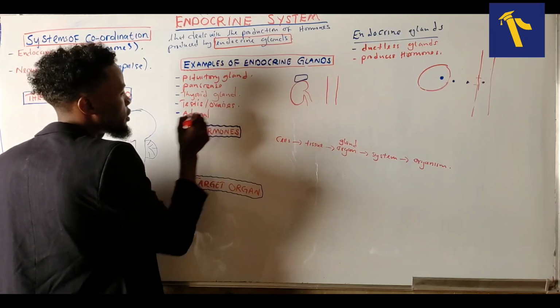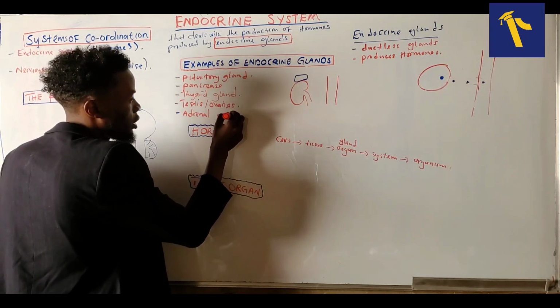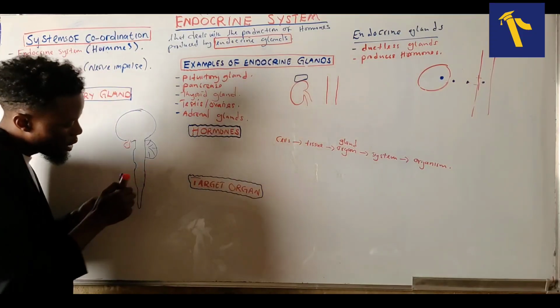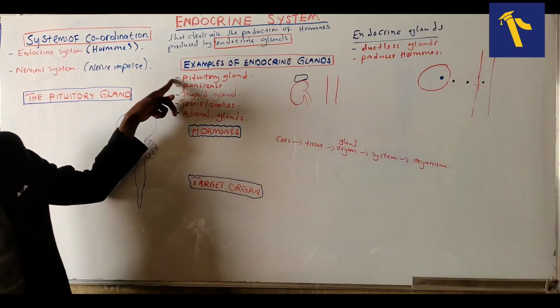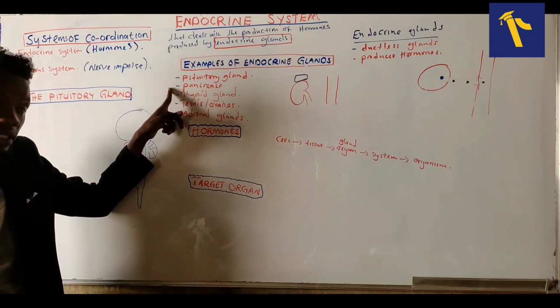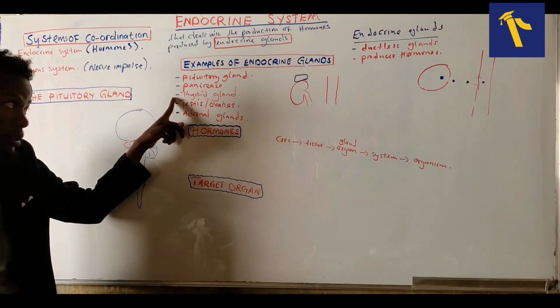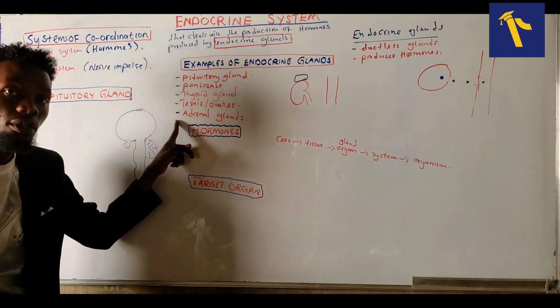It's very, very interesting to learn about the adrenal glands. So how many glands are we going to talk about? The first one is the pituitary gland. The second one is the pancreas. The third one is the thyroid gland, testis, ovaries, as well as the adrenal glands.